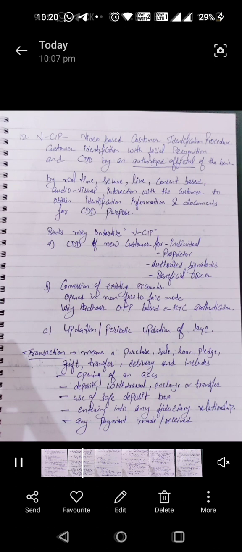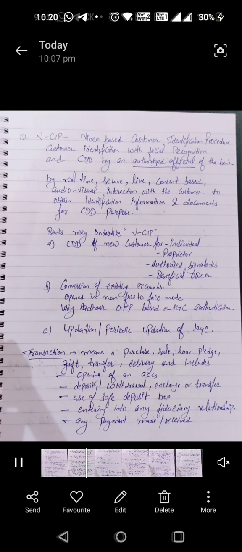Now, for whom can video-based CIP be done? CDD for new customers, for individual proprietorship, authorized signatories, beneficial owners, or for existing customers who have opened the account through Aadhaar based OTP or non face-to-face customers. Any customer who has not visited the branch but has opened the account through other modes, for them KYC could be done through video based CIP. Then periodic updation: for the existing accounts, KYC could be done.